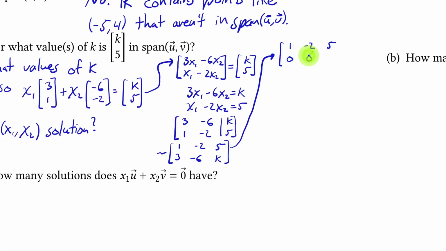So doing negative 3 times the first row plus the second row gives you a 0. Also negative 3 times 2 plus negative 6 gives you 0 here. And then we do negative 3 times 5 plus k. That is k minus 15.